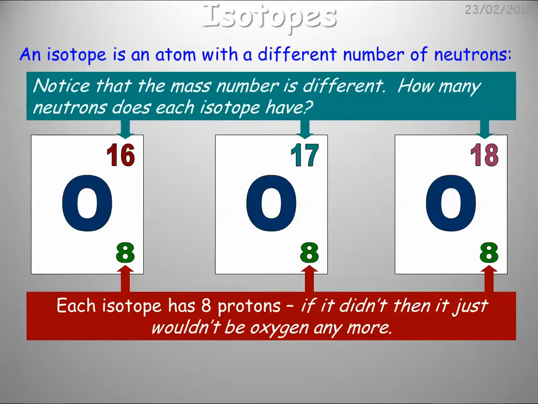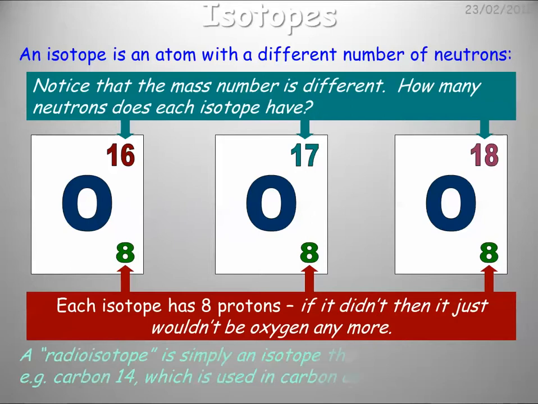Okay, so we've already said that actually. How many neutrons does each one have? You can sit and just go through that one again. So oxygen-16, 8 neutrons, oxygen-17, 9 neutrons, and oxygen-18, 10 neutrons. Okay.